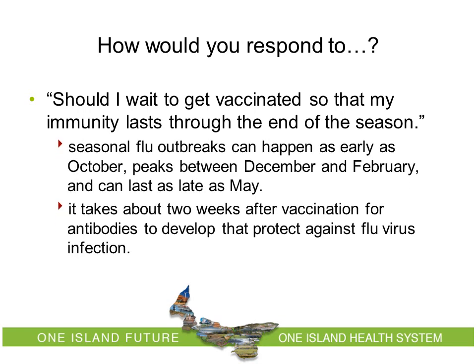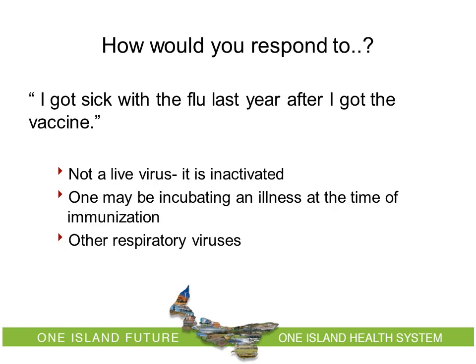Seasonal flu outbreaks can happen as early as October and peak between December and February and can last as late as May. It takes about 2 weeks after vaccination for antibodies to develop that protect against flu virus infection. The PEI flu campaign begins October the 15th, and vaccine is available at that time, right through until the end of May of 2020.